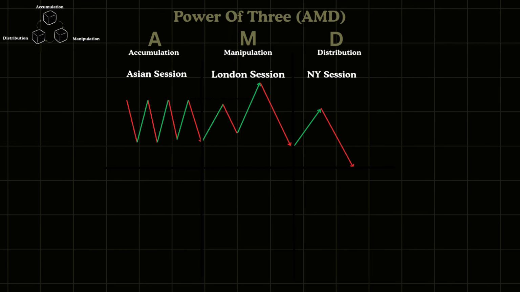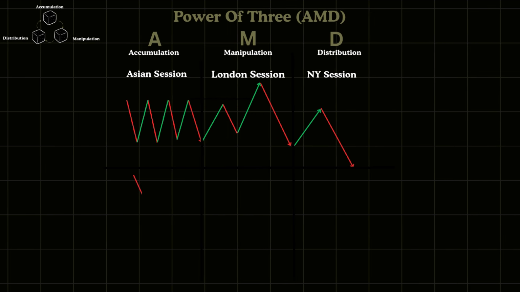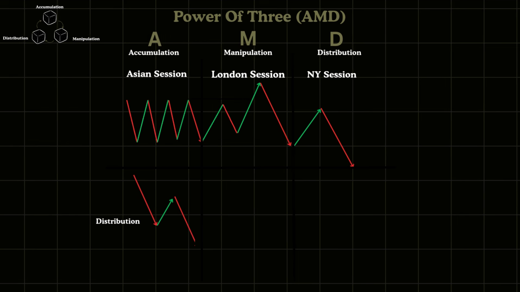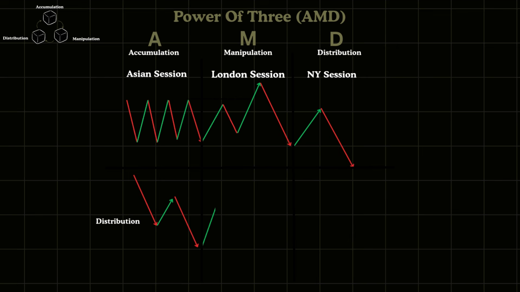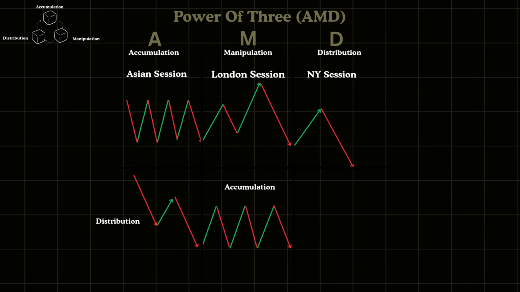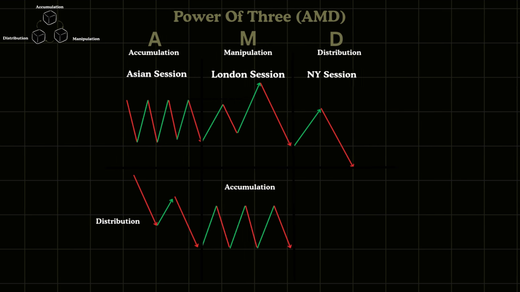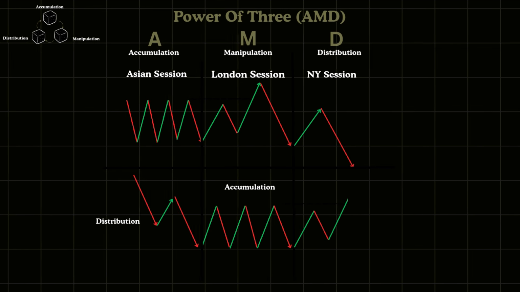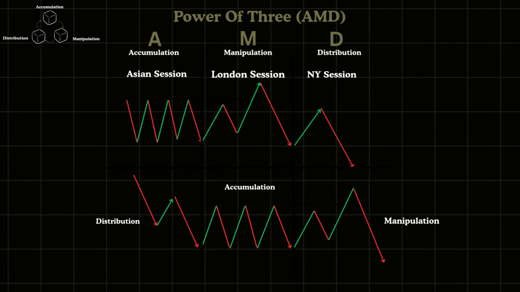If the Asian session accumulates, it's typical for the London session to manipulate price, followed by distribution during the New York session. Here's a pro tip worth noting. If instead of accumulation, the Asian session shows an expansion move, you shouldn't expect the London session to manipulate. In this case, it's more likely to accumulate, which means New York would then perform the manipulation phase. It all depends on what the Asian session did first.